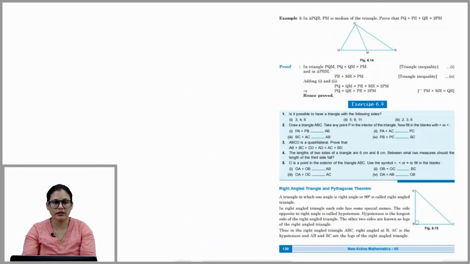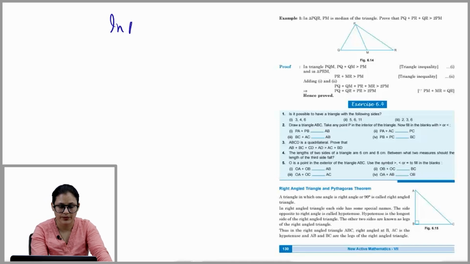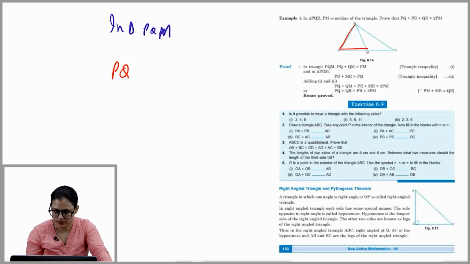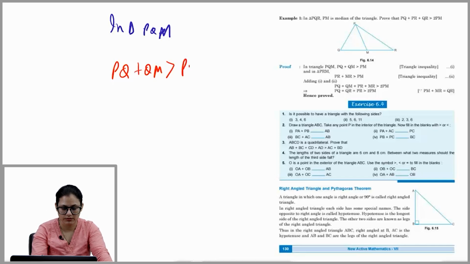Let's do example 1. In triangle PQR, PM is the median of the triangle. Prove that PQ plus PR plus QR is greater than 2PM. In triangle PQM, first we will write PQ plus QM. PQ plus QM is greater than the third side, which is PM, by the triangle inequality property.